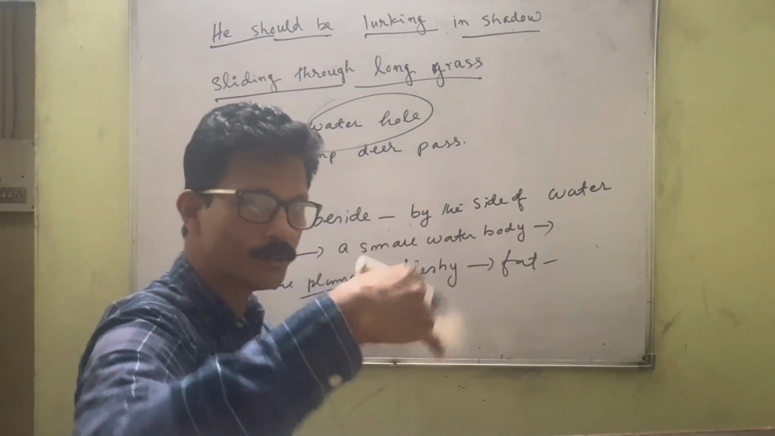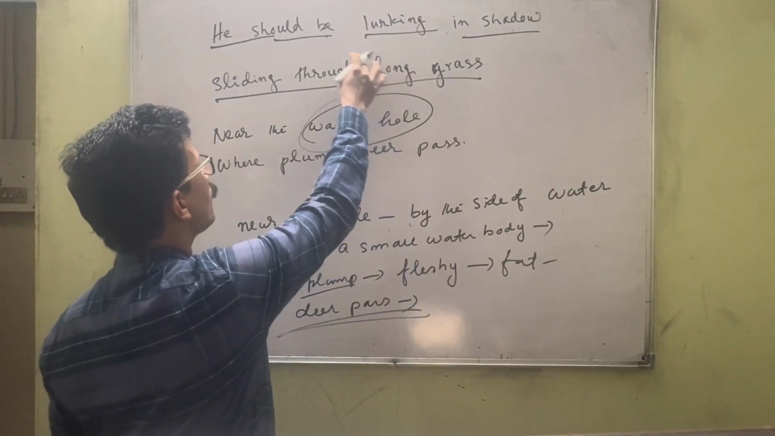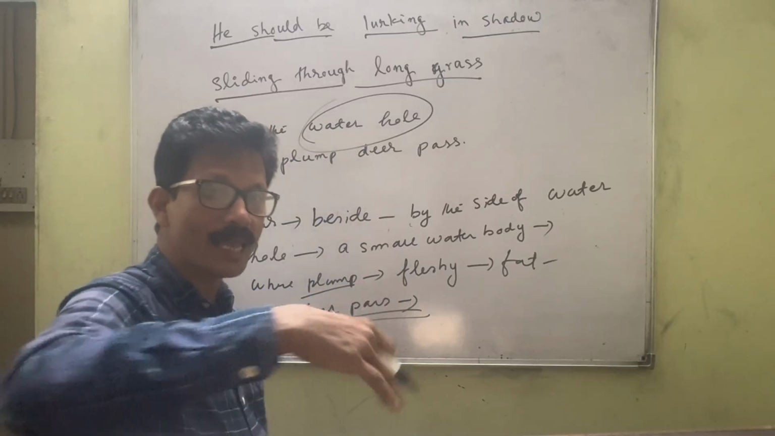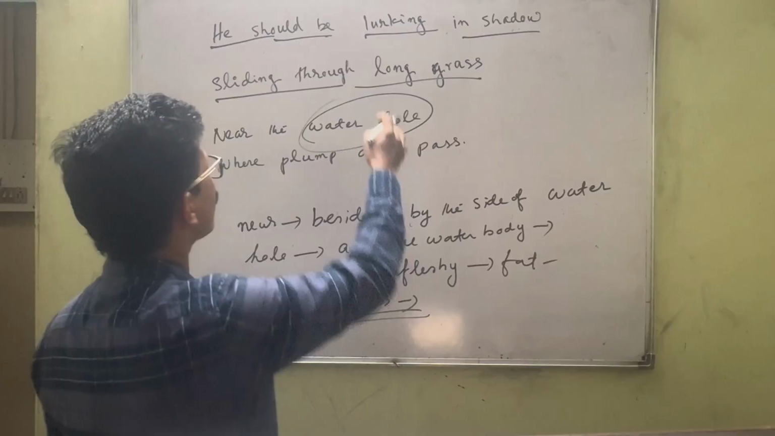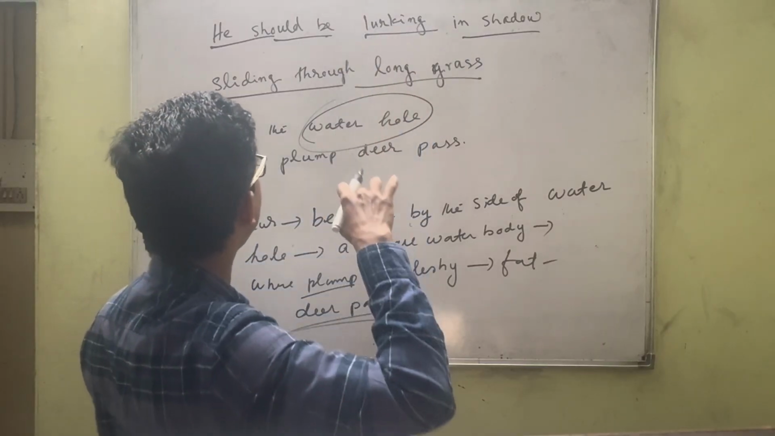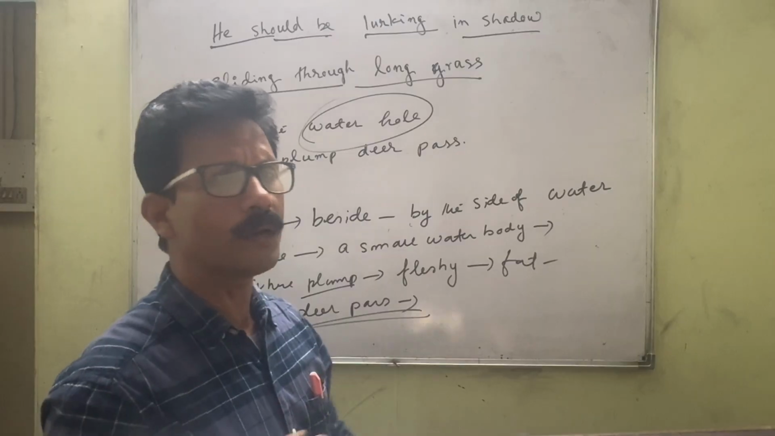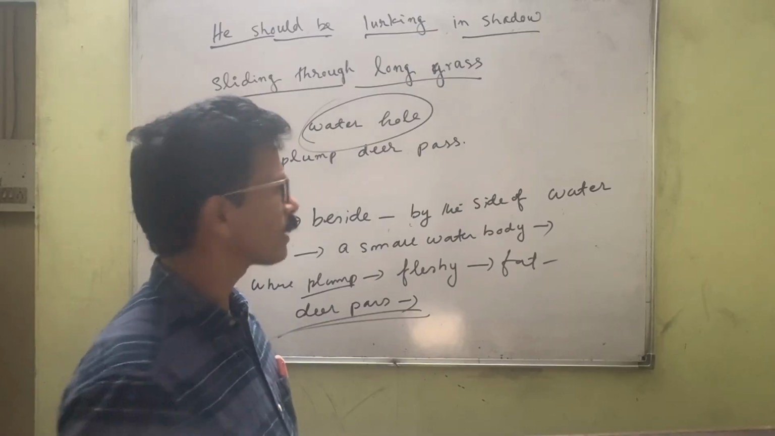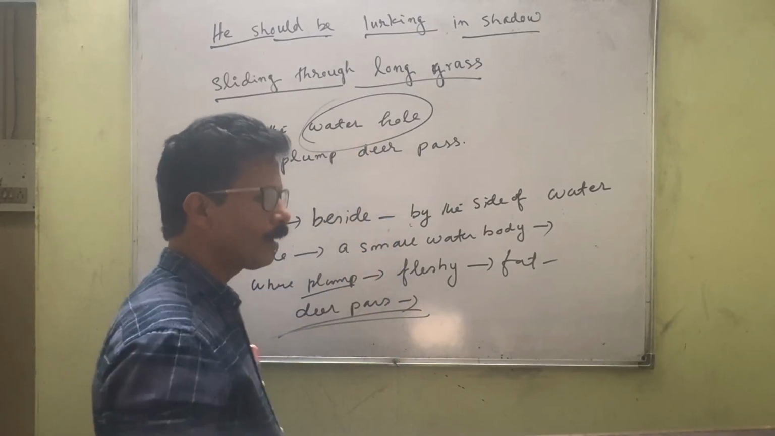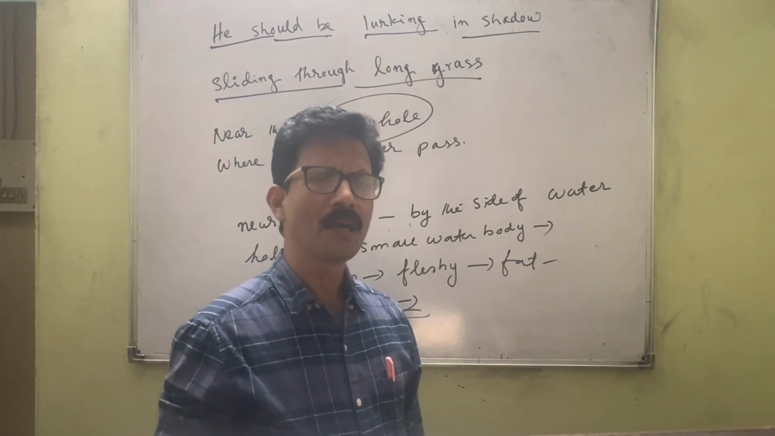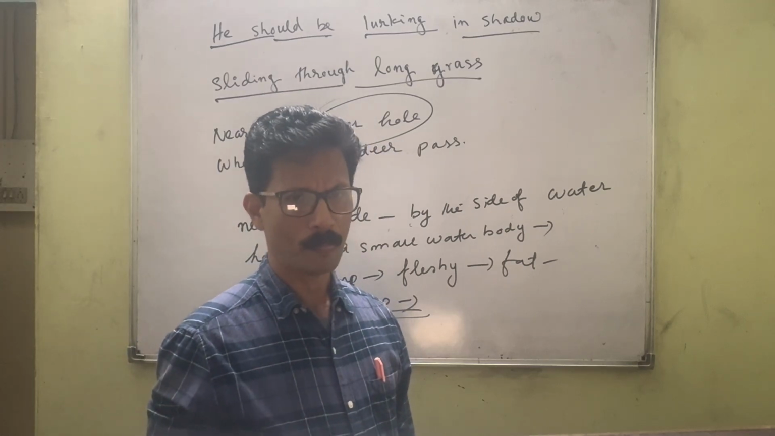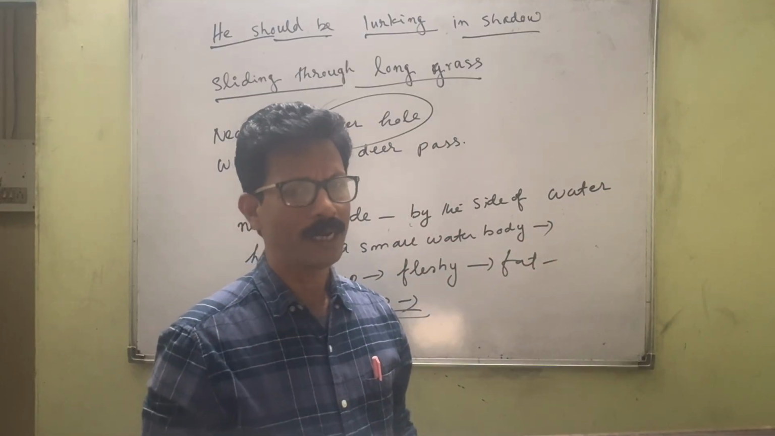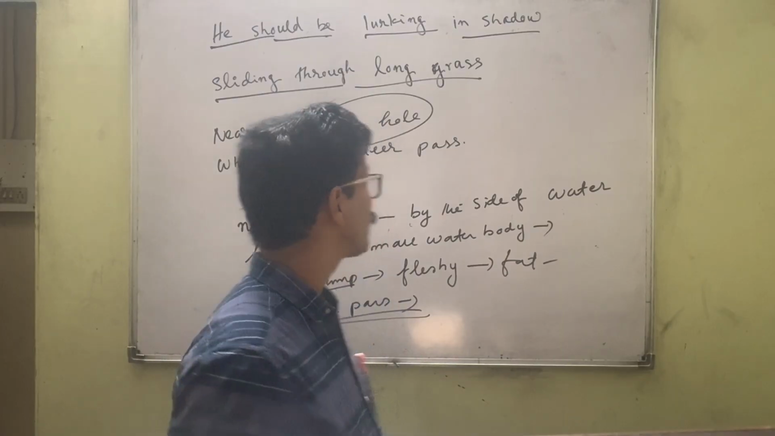Had the tiger not been in the jungle, he should be lurking, means hiding in shadow, or it will be making a sliding movement. Okay, there where through long grass means among long grass and near the water hole. What is the meaning of water hole? A depression where water is found in forest. Okay, you can call it a hole where water is found. A depression, you can say, where water is found.